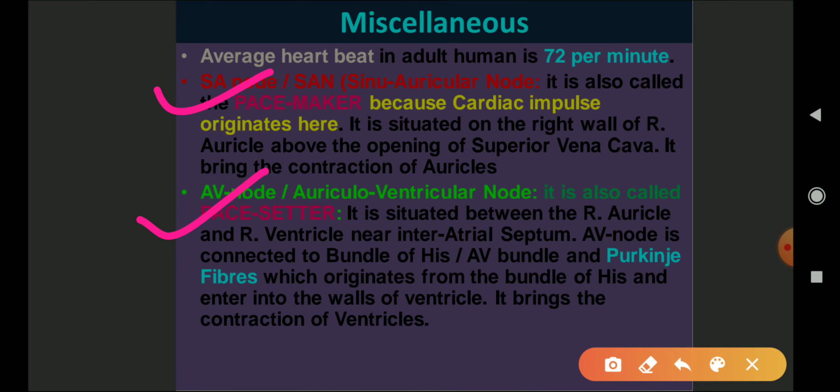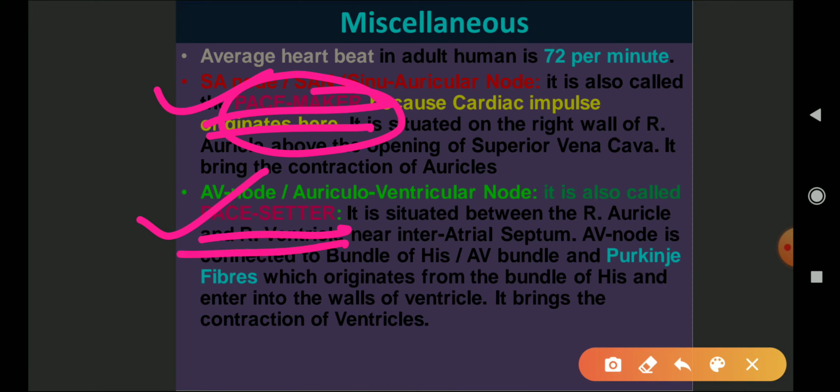So you may be asked the full form or another name of the SA node. Sometimes they ask the full form: SAN, sino-auricular node; AVN, auriculoventricular node. What is another name of the SA node? Pacemaker. What is another name of the AV node? Pacesetter.